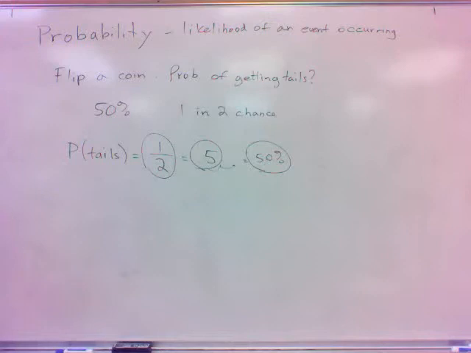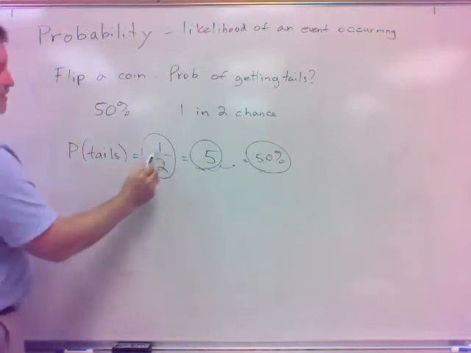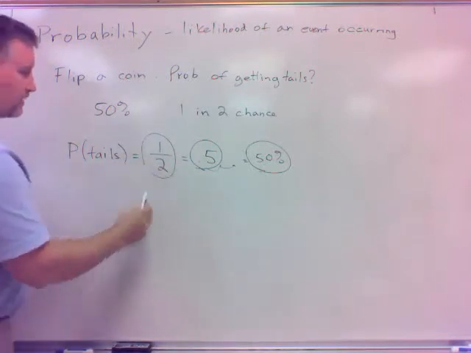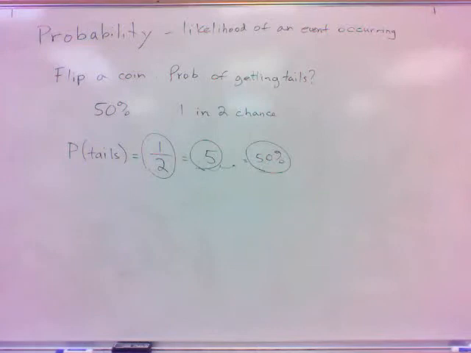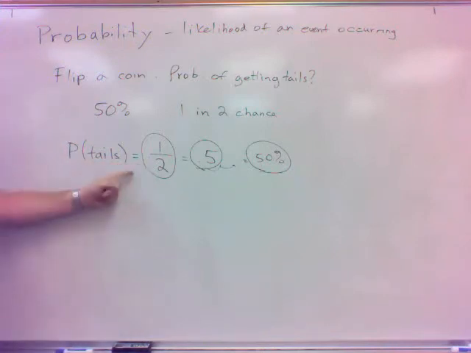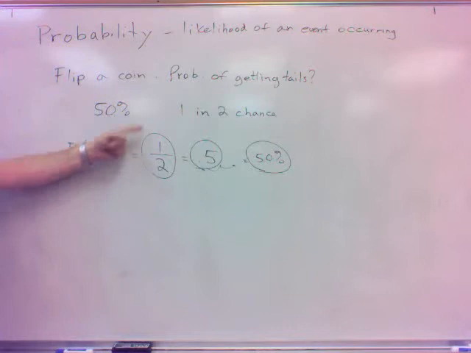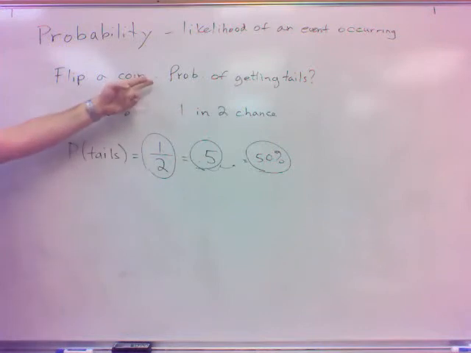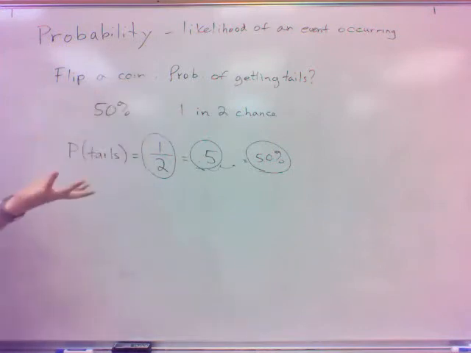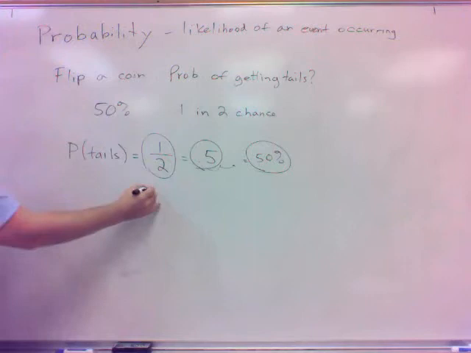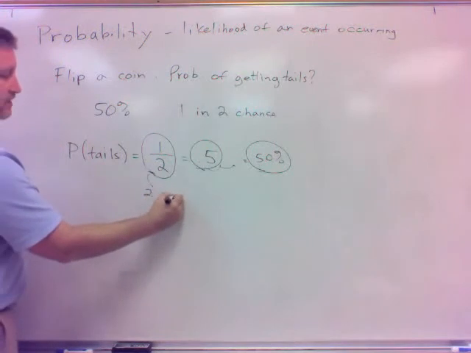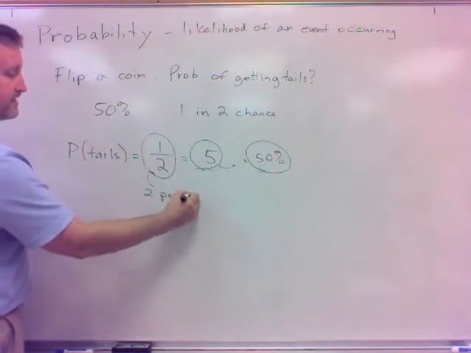Okay? But now, let's deconstruct this. Why is it 1 out of 2 or 1 in 2 chance? What's the 1? Or what does the 2 mean? Let's start with the 2. Why is this number 2 here, do you think? There's two possibilities, right? When you flip a coin, you've got heads or tails. So you've got 2 possibilities, and one of them is the tails, right?